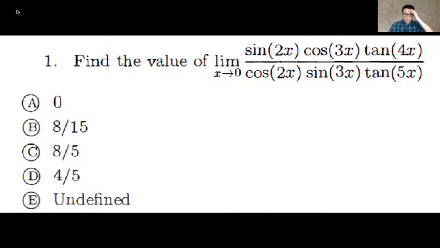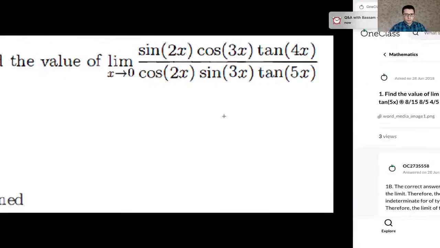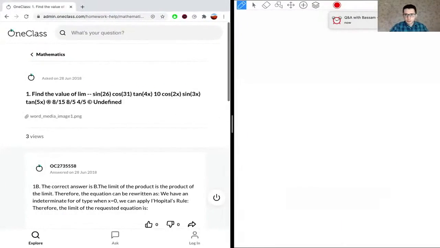Okay, so we're asked here to find the value of the limit of the following. So sine 2x, cos 3x, tan 4x, and so on as shown in the question. And we have to figure out which answer is correct, A, B, C, D, or E. So we'll start off by writing down the question.